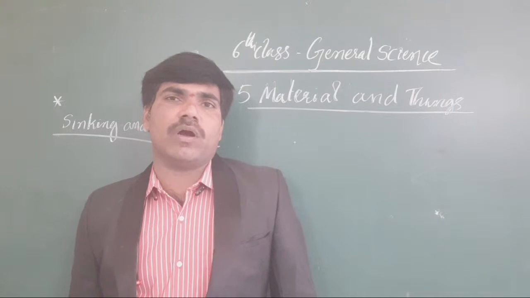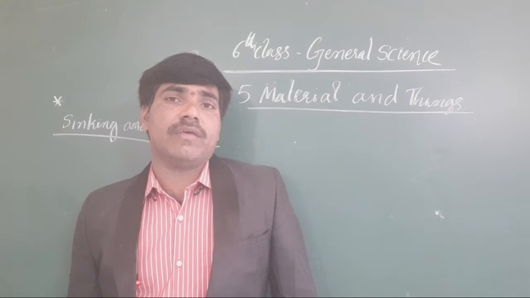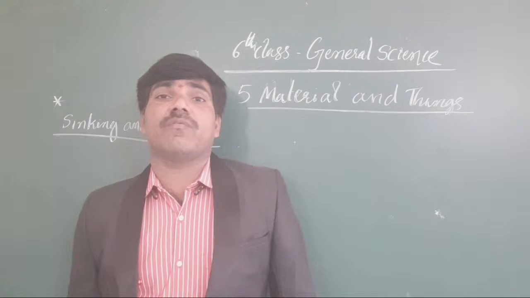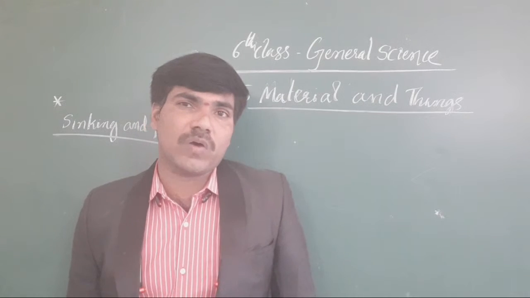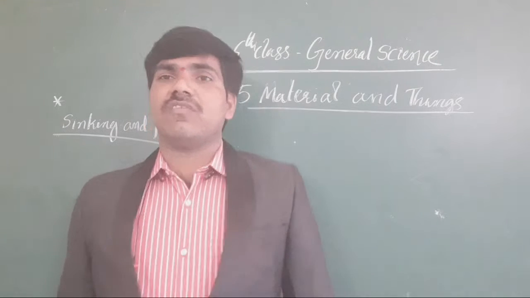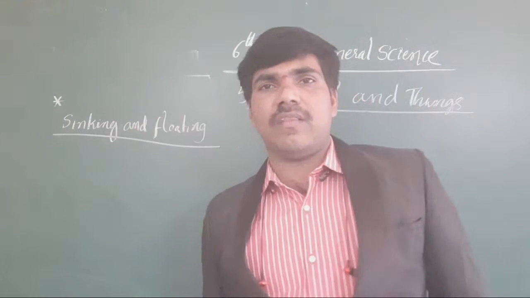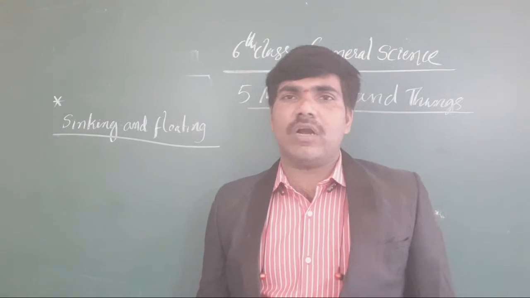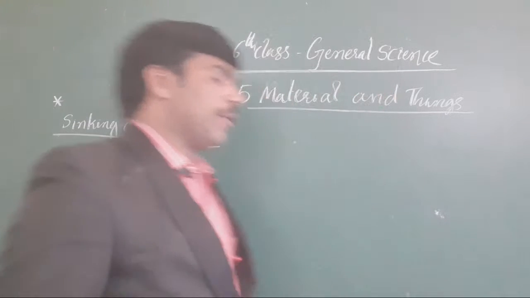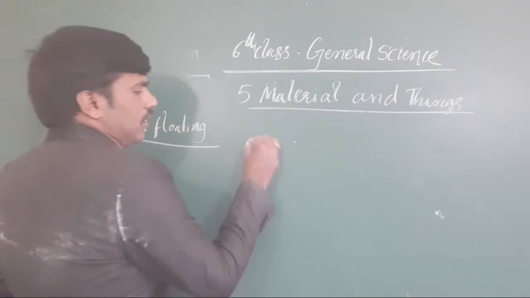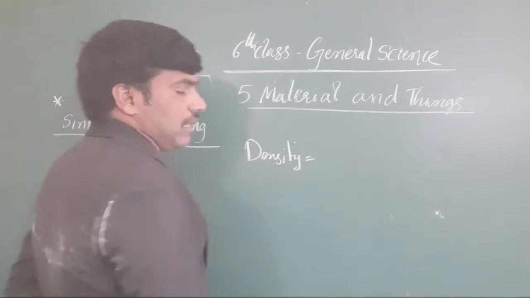We are dipped in the water. Why are we dipped in the water? Because we are heavier than water. Iron is dipped in the water. Why does iron sink in the water? Because iron is heavier than what actually? Yes, water. How do we represent heavy? By using one property, that is called what actually? Density.